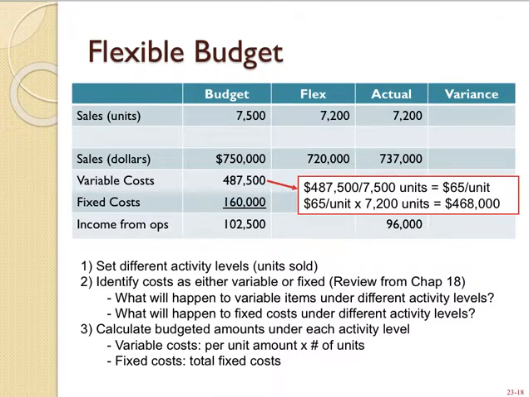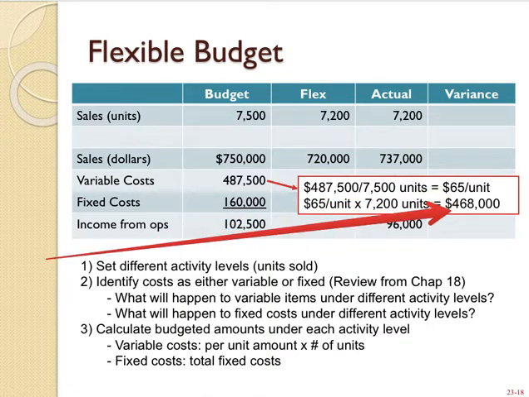Then for our variable costs, under 7,500 units it was expected to be 487,500. So since they're variable, we need to figure out the per unit amount. We do that by dividing this total amount by 7,500 units. That means that our variable cost should be $65 per unit. So therefore, if we flex the budget to 7,200, we're going to take that $65 per unit amount multiplied by 7,200 units, and that comes out to $468,000 of variable costs.